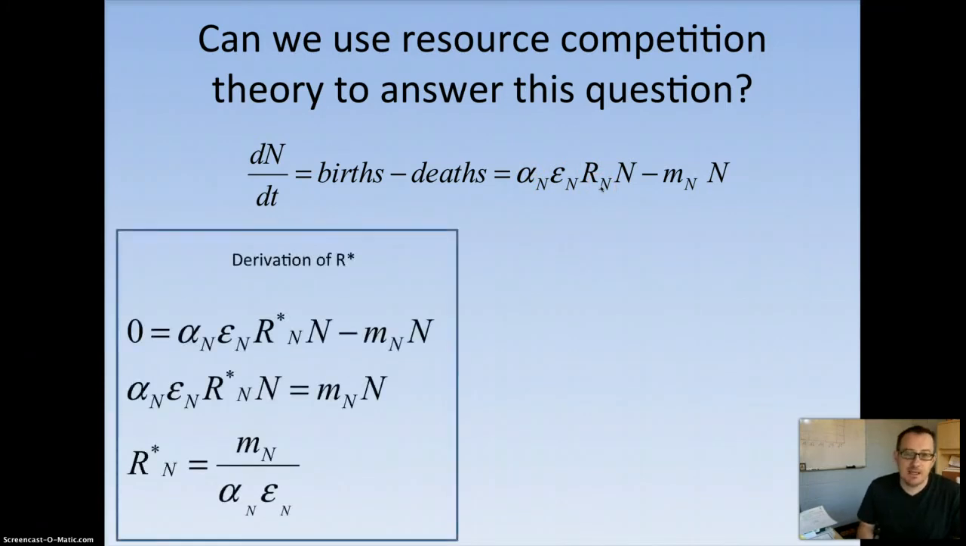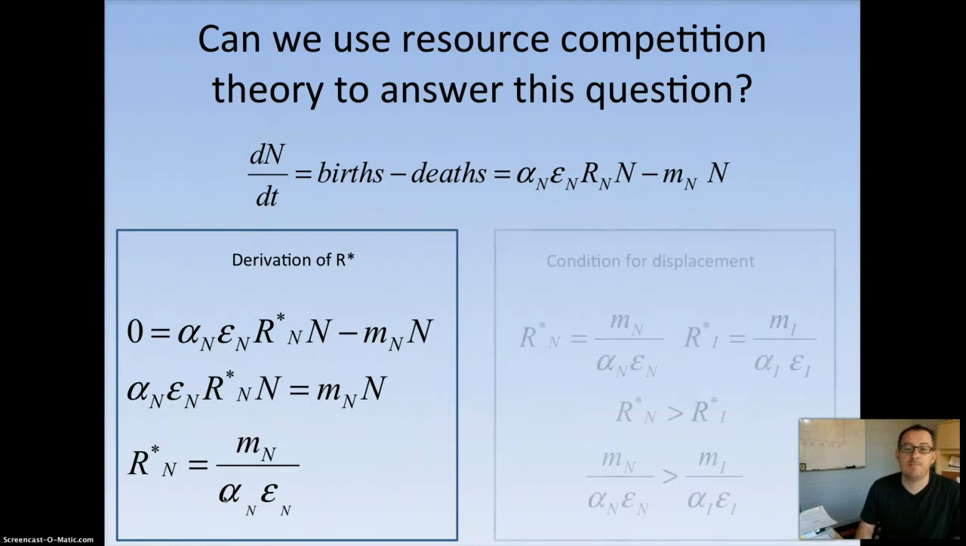If we set that equation equal to 0 and think about the resource state at that point, we can just manipulate these equations, just rearrange them to see that the R star value at equilibrium is actually given by the ratio of the mortality rate in the numerator to the product of the consumption rate and the conversion efficiency in the denominator.